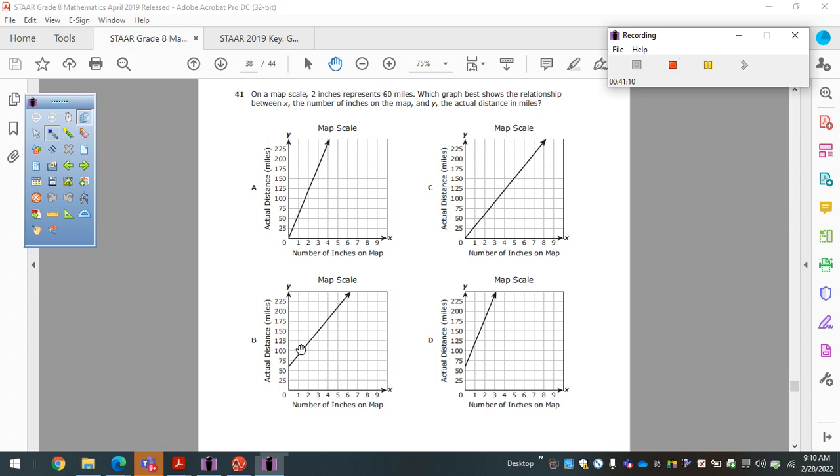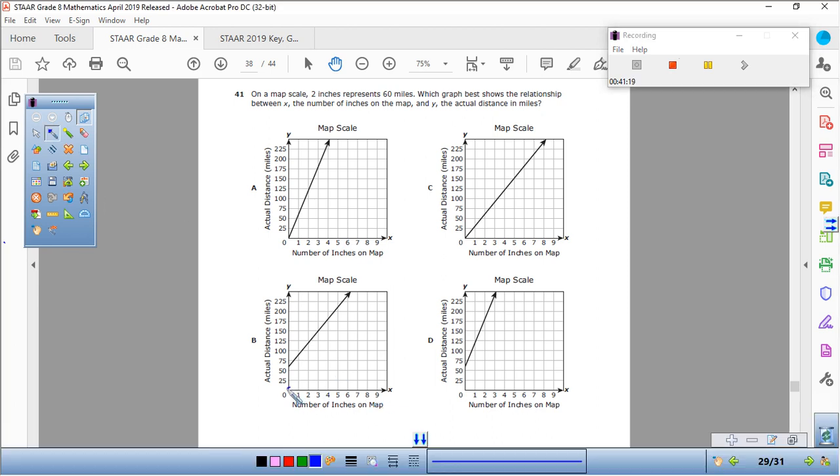So I'm going to ask you this much. These two are wrong. Do y'all know why these two are wrong? Because they don't go through the origin. What does that mean if they go through the origin? Well, if I have 0 inches, don't I have 0 miles? Right? So these are out. I agree these two are out.